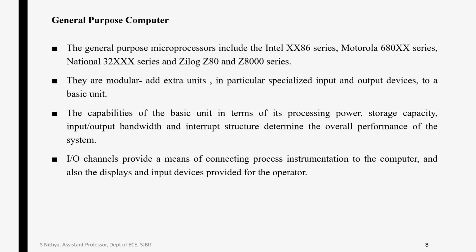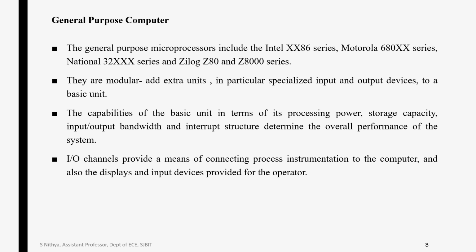Generally the computer is very much required. The general purpose microcomputers include the Intel 86 series, the 68 series, the National 32-bit series, and also the Zilog Z80 and Z8000 series. These are the microprocessor series. Now, any digital computer can be used for real-time computer control, but for specific real-time operation they are not easily adapted. Adaptation is very important in this.